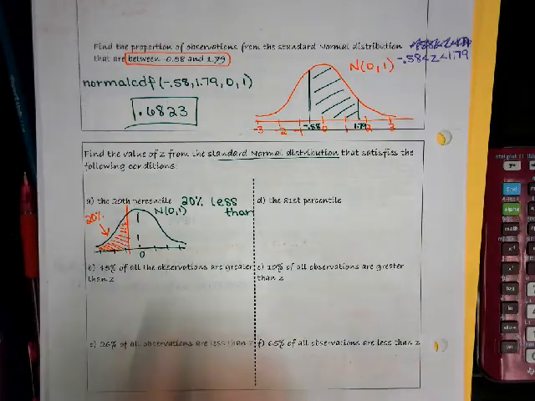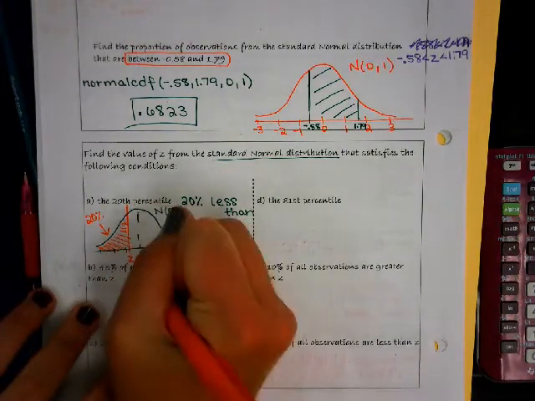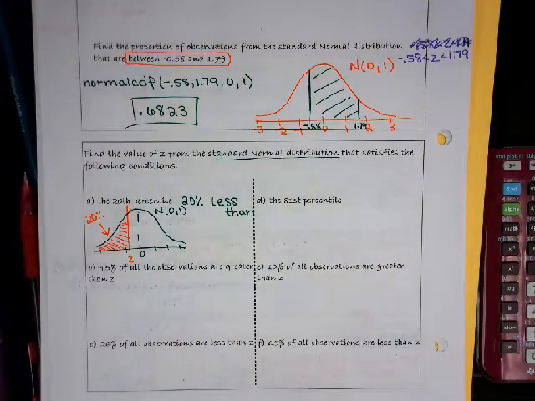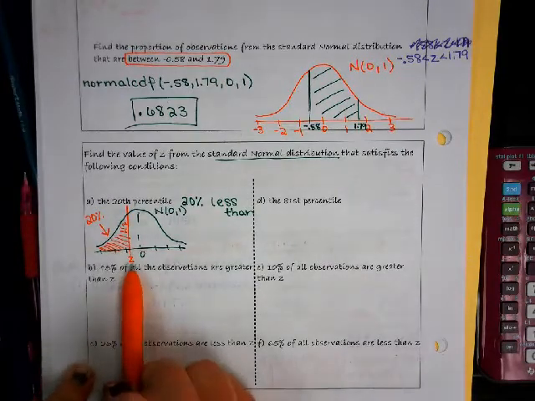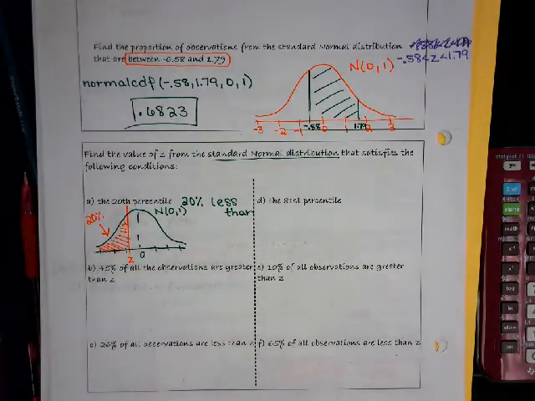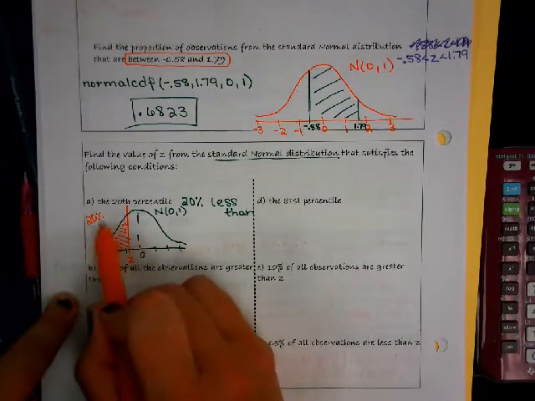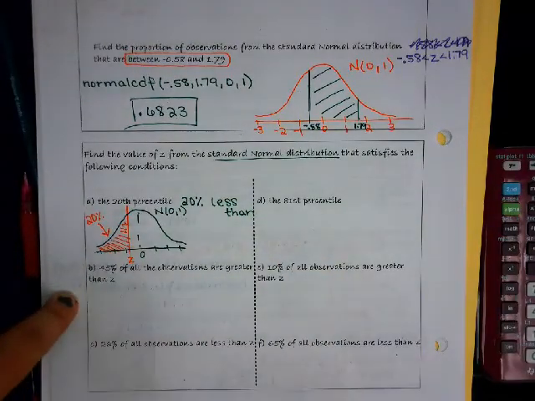Before I gave you the z-score and you found the proportion or the percent, now we're just doing it backwards, okay? So 20%, we're gonna use proportions when we type it in the calculator. So that would just be 0.2.